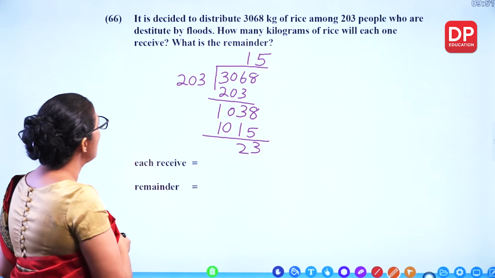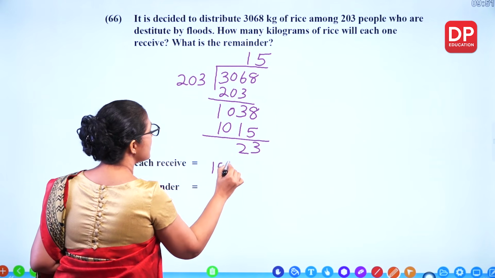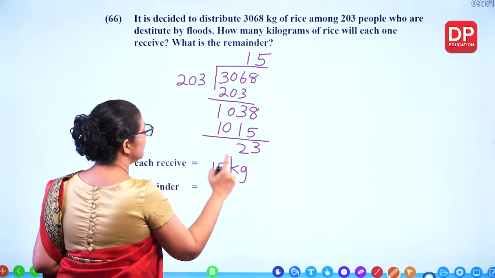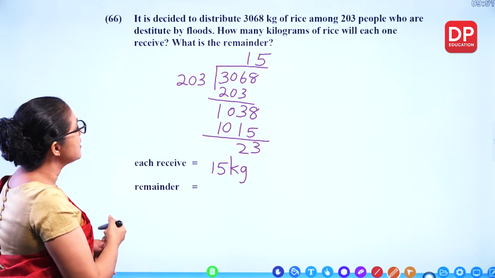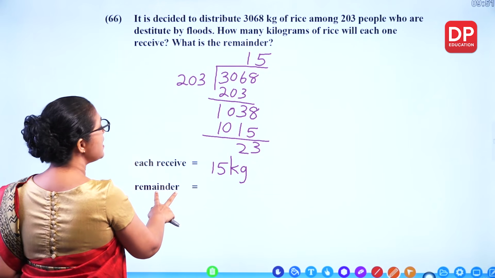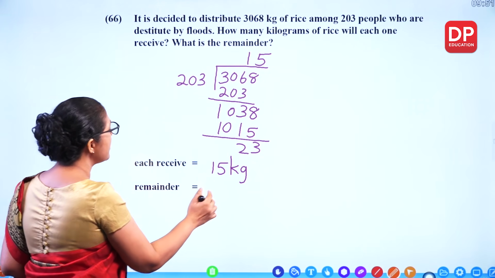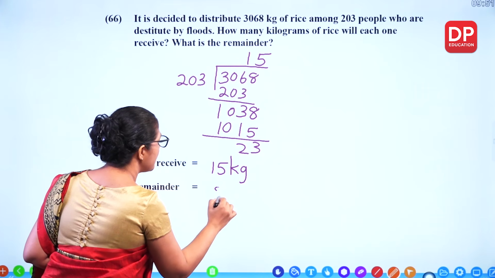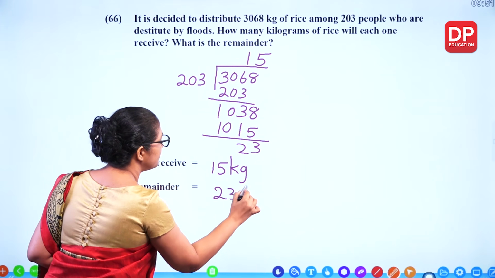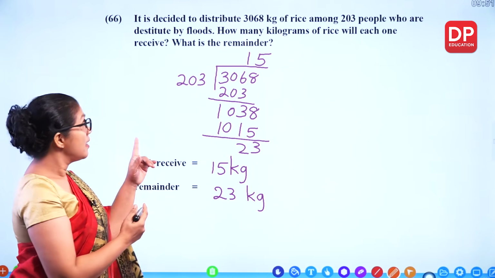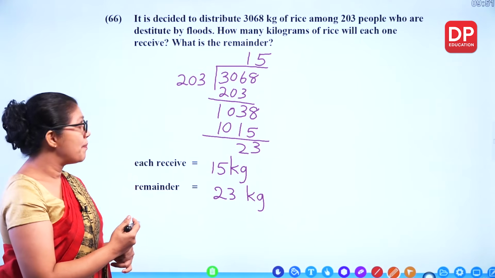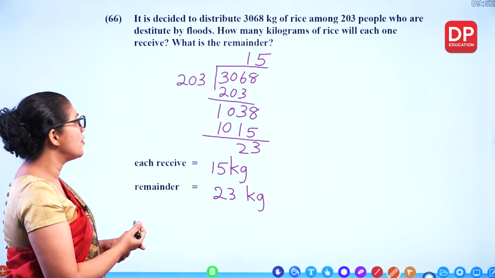Each receives 15 kilos. So 15 times 203, you get something. And what's the remainder? 23 kilos remaining. So you can't divide that in between 203 people. So 23 kilos remaining.